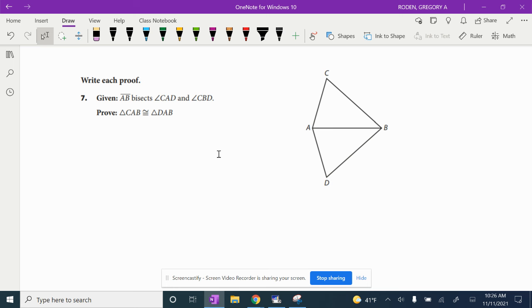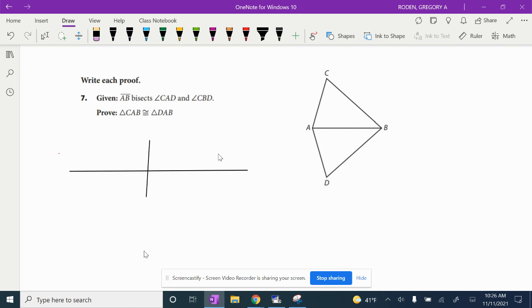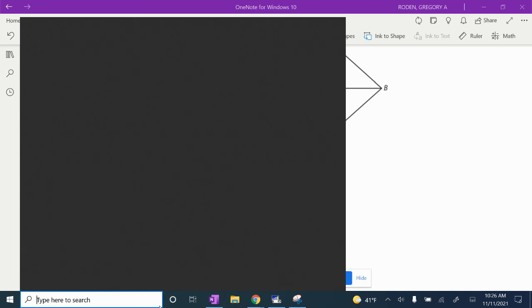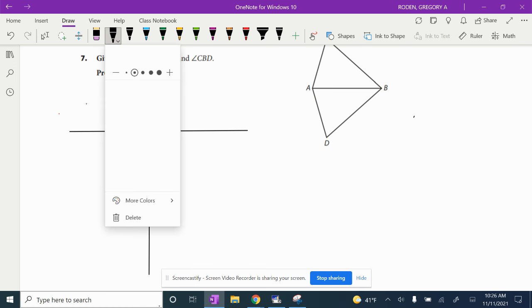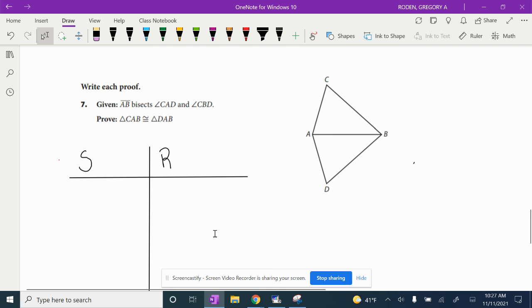Okay, so I'm going to make a proof, and what I'm going to do is use the picture as a visual aid, but the proof is going to be a two-column statement reason proof. So I'm going to make a straight line here, and then another line here, and I'm going to do S and R, statement reason. Now this is statement, and this is reason. I'm actually going to number my lines. First I'll write the statements, and you guys give me the reasons.